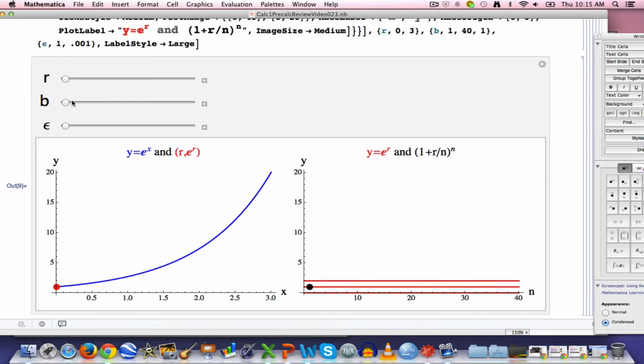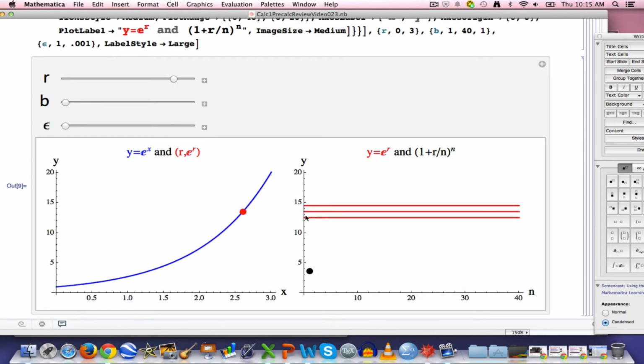Now you see the 3 horizontal lines. Let's make r bigger. And again, the horizontal lines, the middle one is y equals e to the r. The one below is y equals e to the r minus epsilon. The one on top is y equals e to the r plus epsilon. If I make epsilon smaller, those lines get closer together. The fact that the limiting value of (1 plus r over n) to the n power equals e to the r, no matter what r is, can be illustrated by the fact that these black dots will eventually get inside that window there if n is sufficiently large, or if b is sufficiently large in this case.